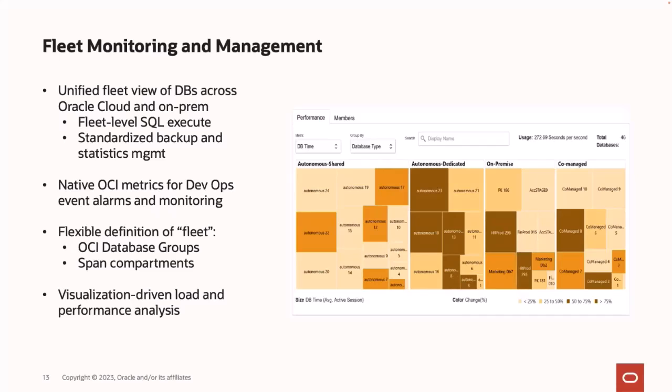And in terms of what we can do, you can look at the fleet view, right? So right now what we're looking at is the performance view within autonomous databases. What you can see on the left-hand side, and on the right-hand side, you can see the cloud and on-prem databases onboarded onto the database management service.